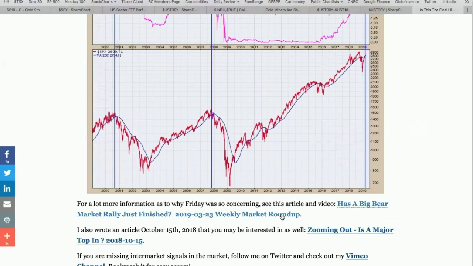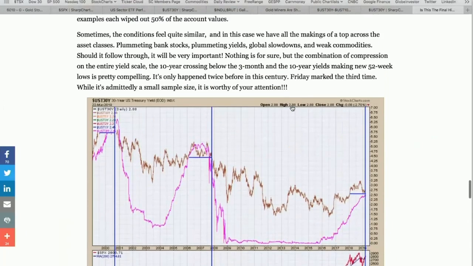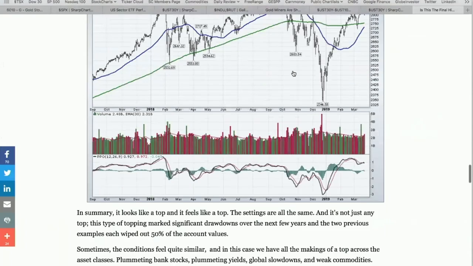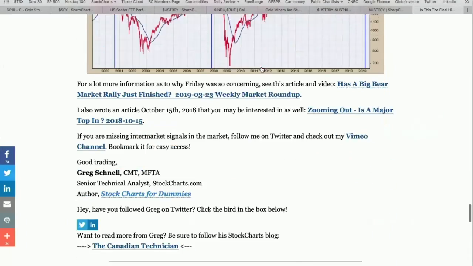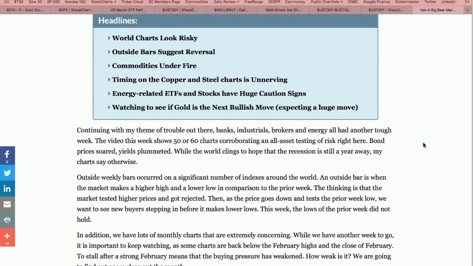weeks after what would end up looking like the final high in 2018. So roughly right in here, saying, is this the final high? And I still believe it is. We'll see if I continue to be teased by testing higher.